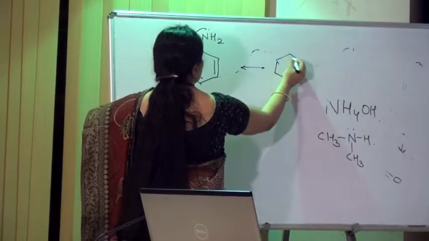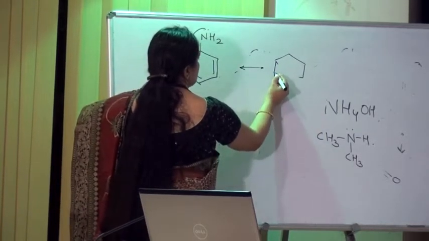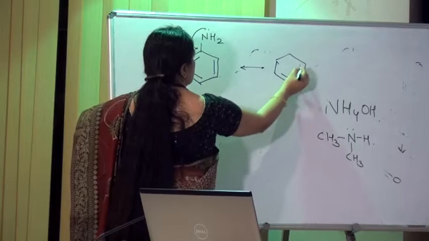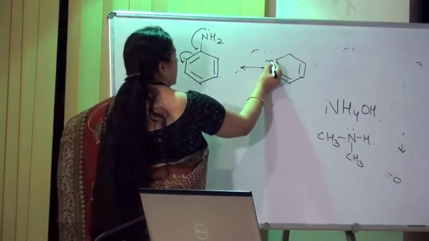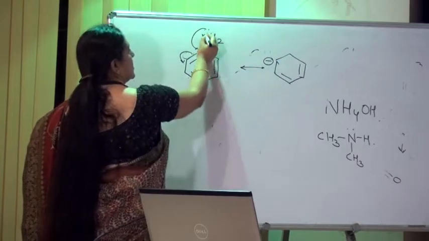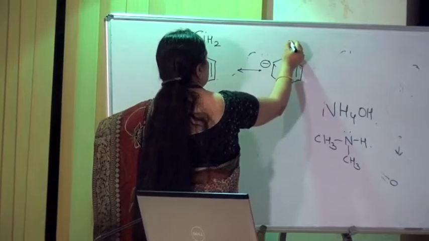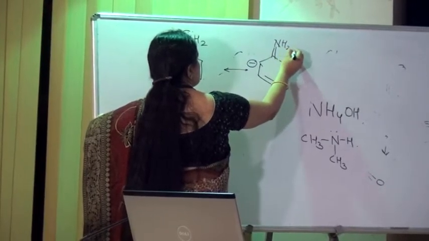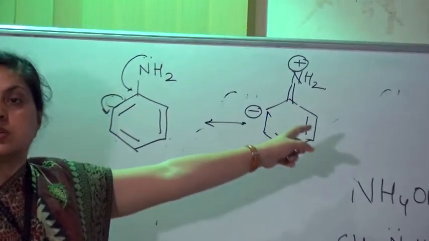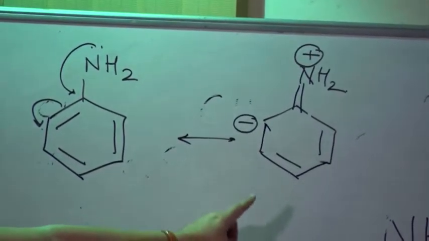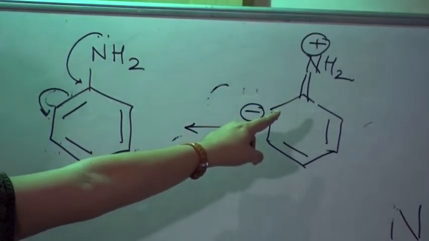Now, this bond will remain in the same position. This electron movement is in this direction. Here you will get a negative charge. Here the lone pair has been donated. This will become a double bond, and since nitrogen has given its electron, you will have a positive charge on nitrogen. Clear? So now nitrogen will no longer be basic in this case.